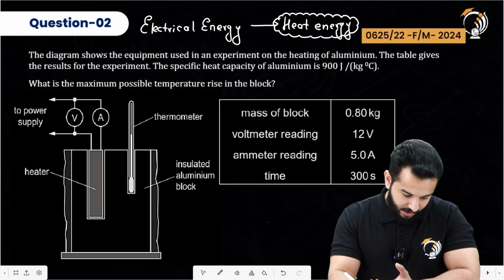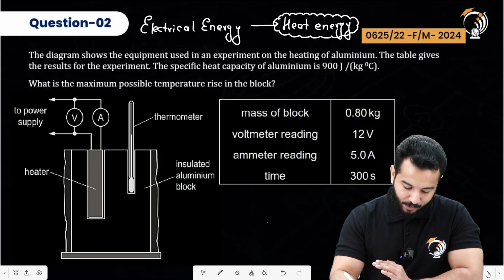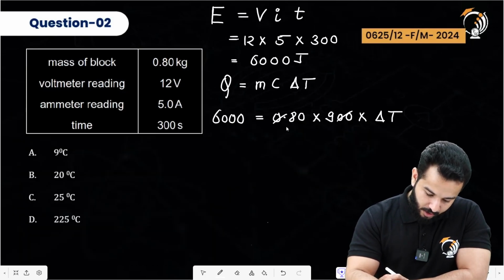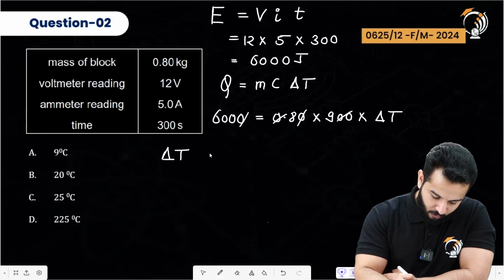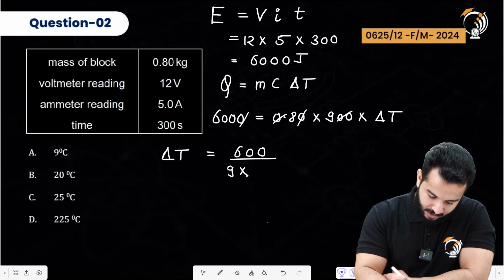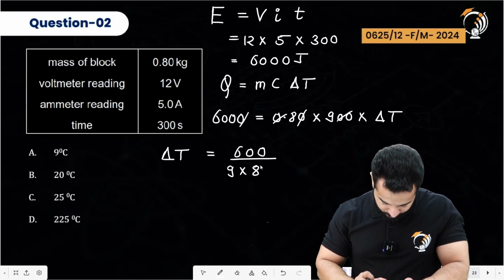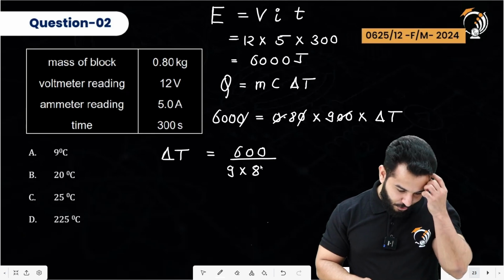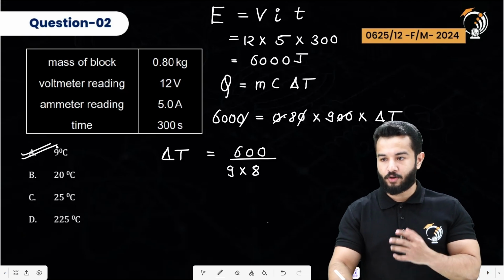Change in temperature. And have they talked about the initial temperature? No, they have not, right? They have just talked about maximum temperature rise. So this is the case. You can cancel out two of the zeros from here, you can cancel out one of the zeros from here. Actually, you don't need to do all of these things. You can simply find the answer using your calculator. So 600 divided by 9 times 8. So the correct answer for this one is going to be around 8.333. So we are going to choose the nearest answer, that is 9 degrees Celsius, right? So hopefully you have got this one.